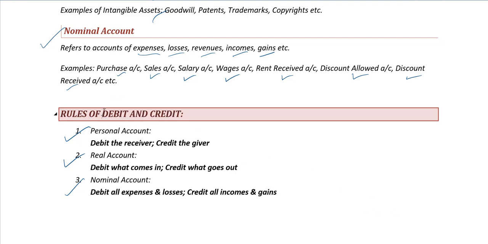So we've seen the traditional approach to accounting, the classification of accounts, as well as the rules of debit and credit for each of these accounts. In the upcoming video, we will see a few example sums based on the traditional approach to accounting.